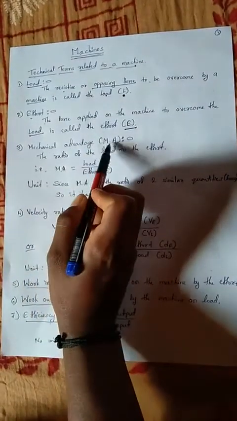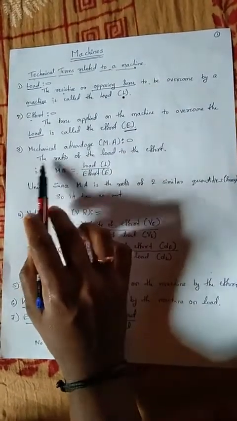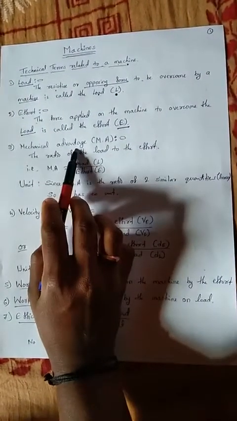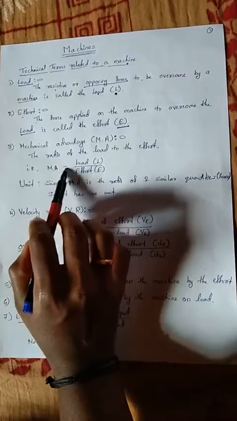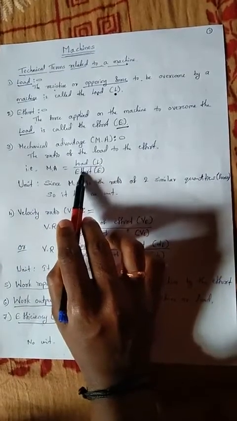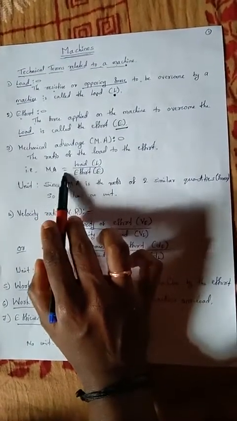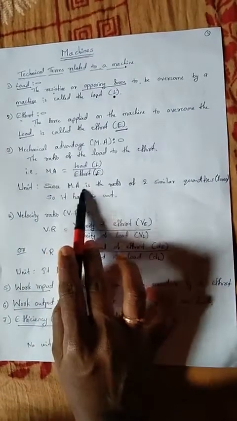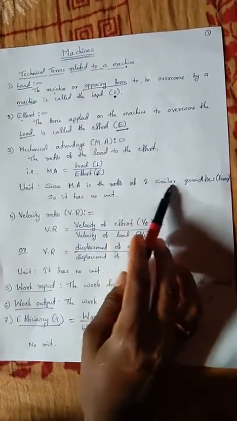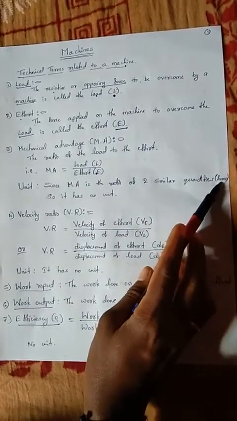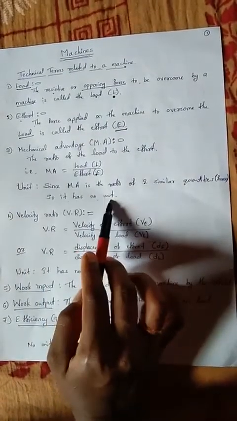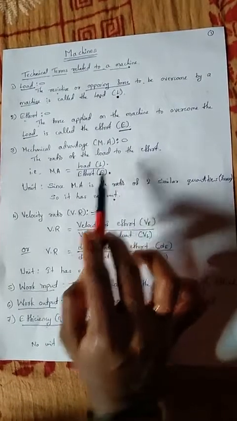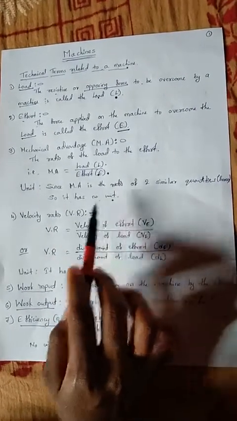Mechanical advantage, MA. The ratio of load to the effort is called the mechanical advantage. That is, MA is equal to load upon effort, or MA is equal to L upon E. Unit: since mechanical advantage is a ratio of two similar quantities, two forces, it has no unit.